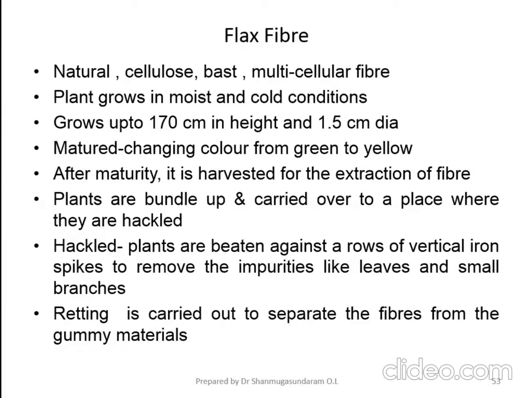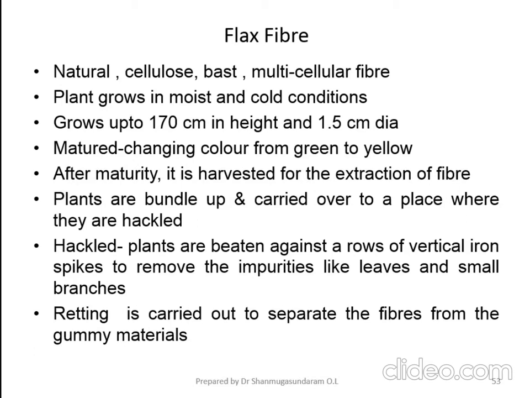So how does the extraction take place? The plants are bundled up and carried over to a place where they are hackled. Hackled plants are beaten against a row of vertical iron spikes to remove the impurities like leaves and small branches. Then the retting process is carried out. Retting is carried out to separate the fibers from the gumming material. So this is how the extraction process is carried out.